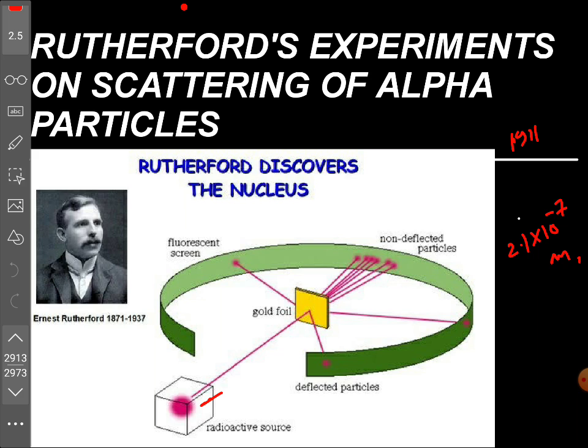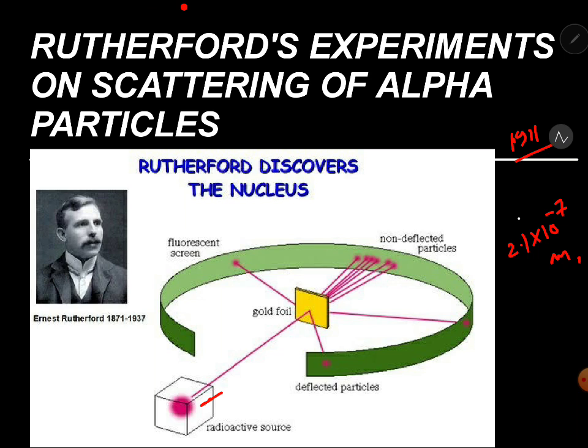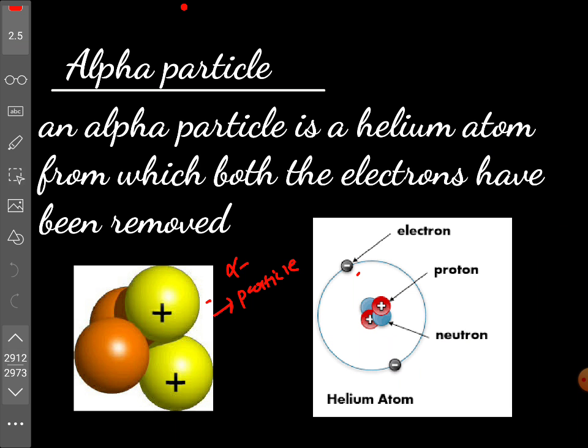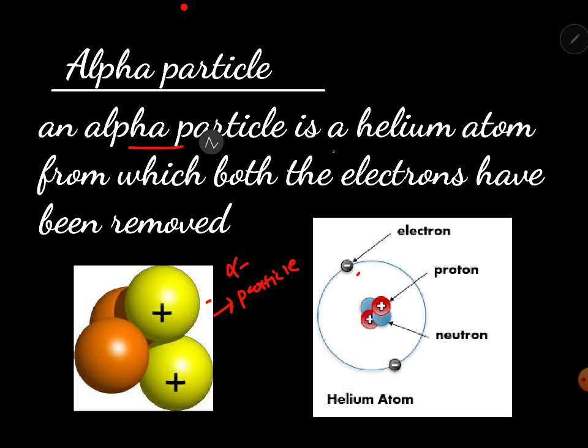Two of the students of Rutherford, Geiger and Marsden, in 1911 performed the alpha particle scattering experiment to know the structure of the atom. To understand this experiment, first we have to understand what an alpha particle is. An alpha particle is a helium atom from which both the electrons have been removed. As you can see in the helium atom, there are 2 electrons and 2 protons in the nucleus. If you remove the 2 electrons, it becomes an alpha particle.